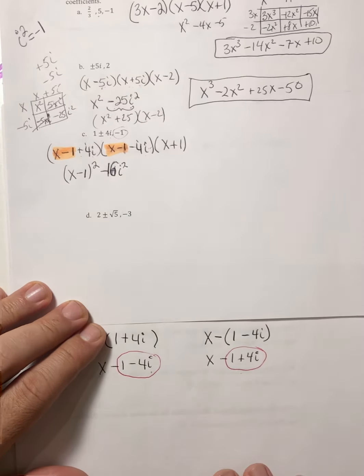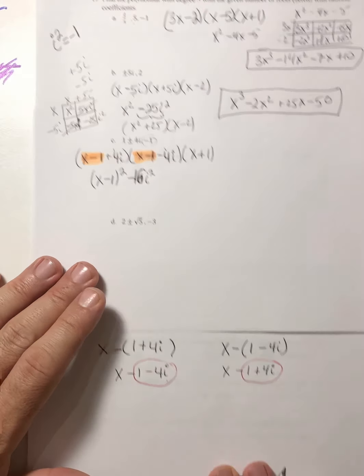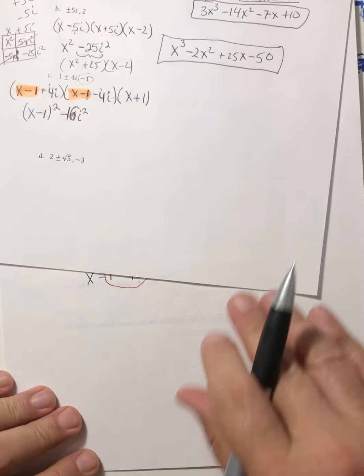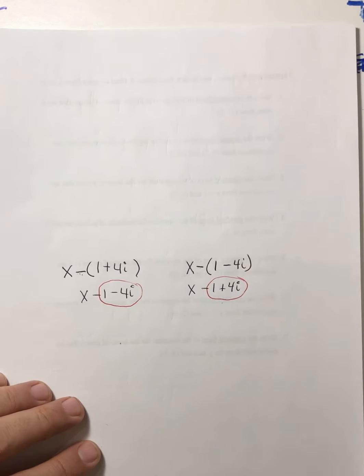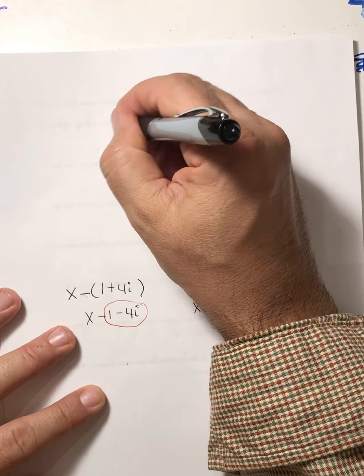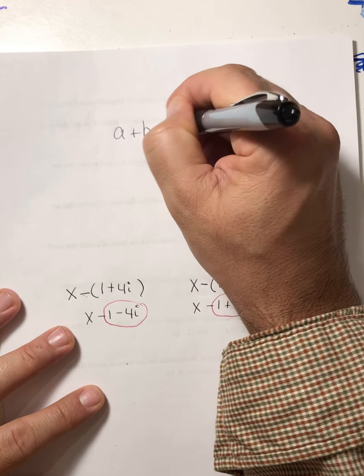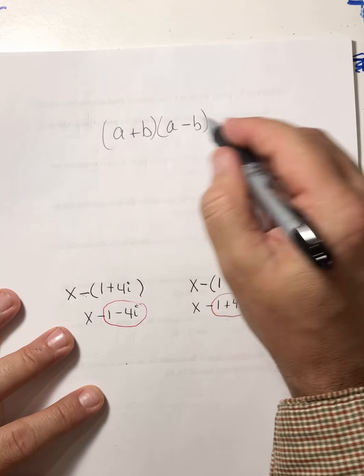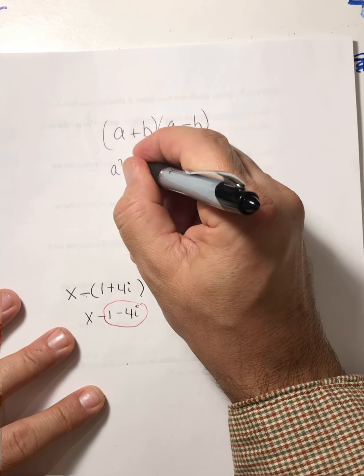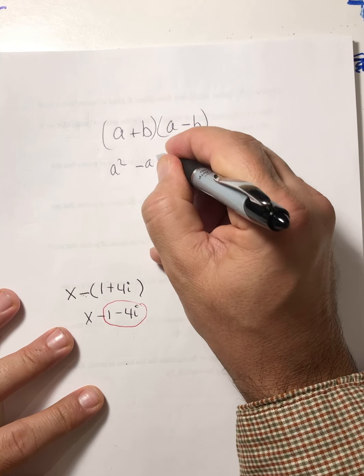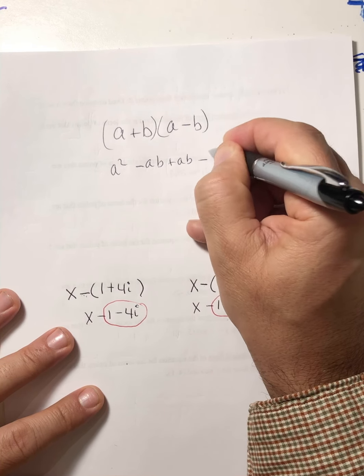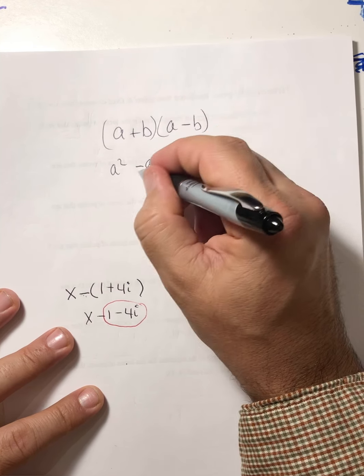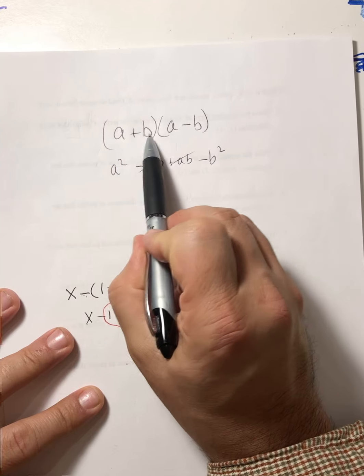So this whole thing, okay, here I'll look at it on another sheet of paper. First of all, conjugate pairs. Remember, if I have a plus b times a minus b, those are conjugate pairs. And when you multiply those out, that's right, the middle terms cancel. Minus ab plus ab minus b squared. Those middle terms cancel. Okay?